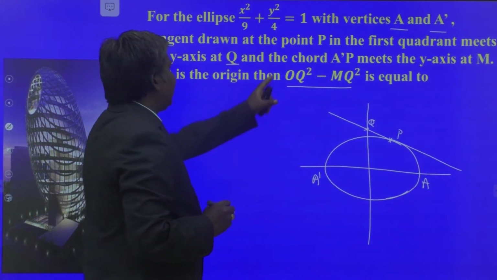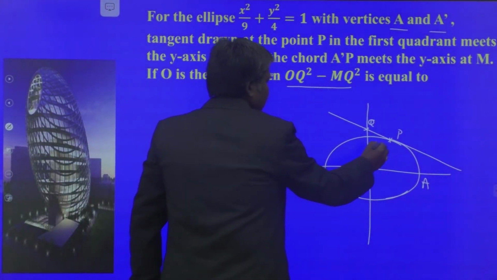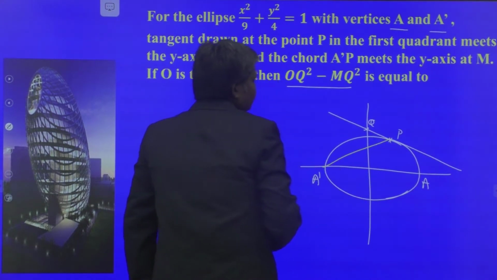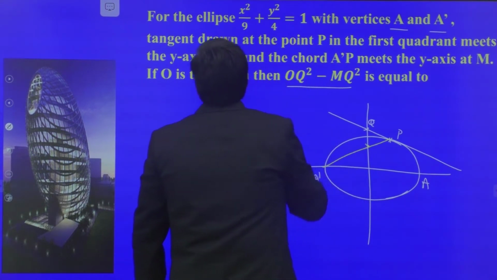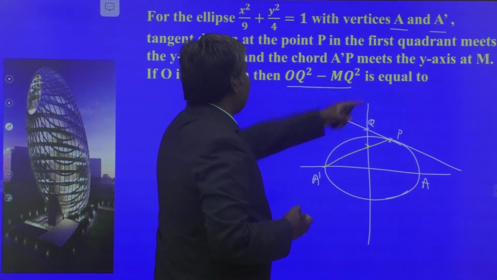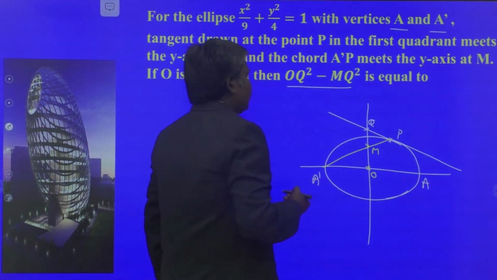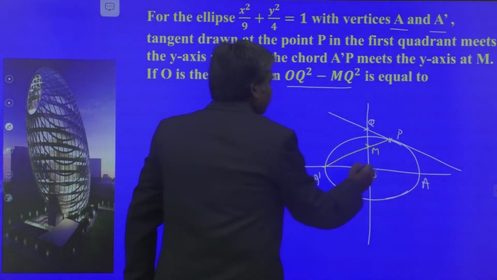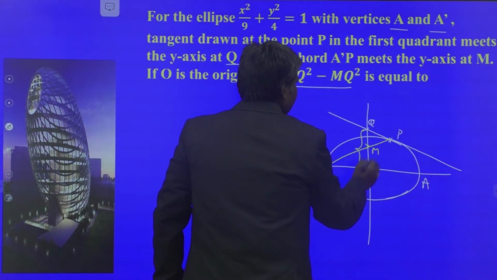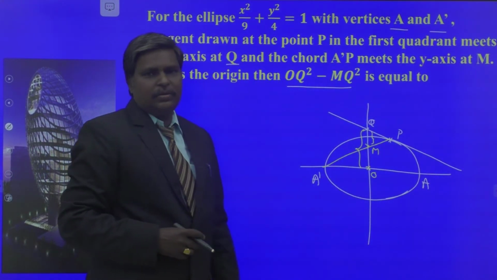And A dash P meets y-axis at M. This is my A dash, this is P. A dash P meets y-axis at what? Meets y-axis at M. This is M. O is your origin, that is center of our ellipse. We have to find out OQ square minus MQ square. This is OQ. This is MQ. OQ square minus MQ square you have to find out.